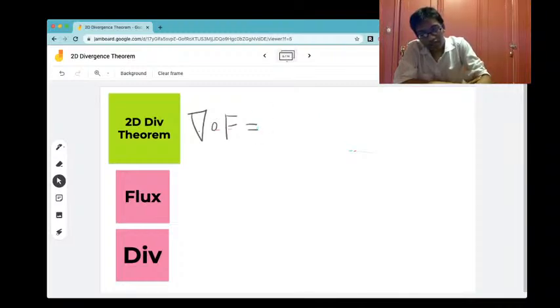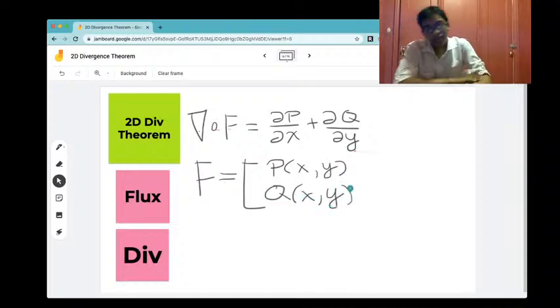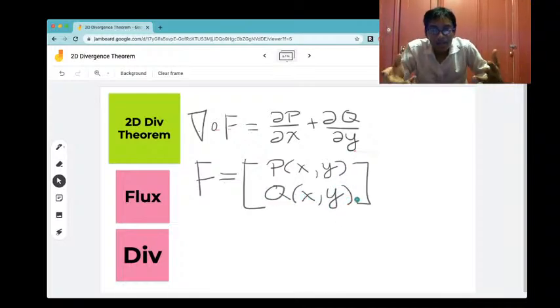Partial P partial x plus partial Q partial y. And how do I know that? Well, F of course is defined as a vector field with x component P, which is a function of x and y, and a y component which is also a function of x and y, which is Q. Okay, so that's basically what divergence is from an analytical standpoint, right?